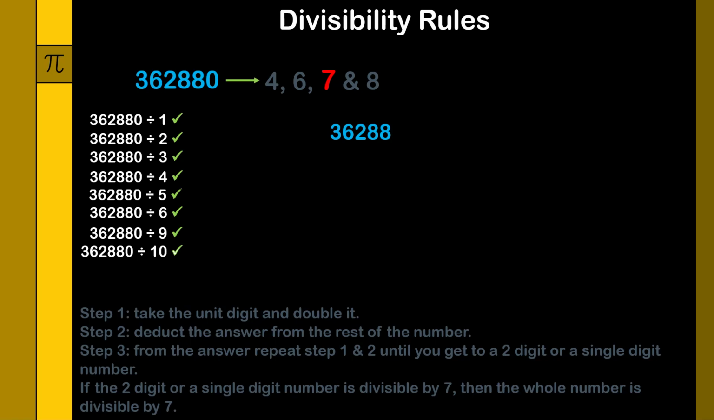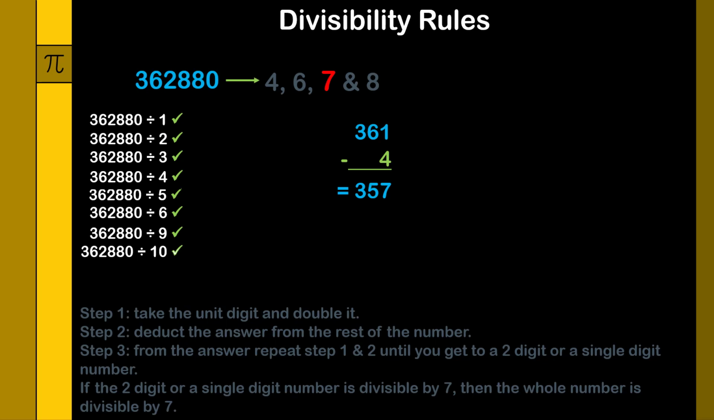Right, so now the answer we have is 36288. We start again from step 1, which is double the unit digit. 8 plus 8 is 16. Step 2 is to deduct 16 from the rest of the numbers. So 3628 minus 16 is 3612. Once again, we repeat the steps. We double the unit digit. In this case, it is 2. Double of 2 is 4. Step 2. Deduct the 4 from the rest of the numbers. So, 361 minus 4 equals 357.